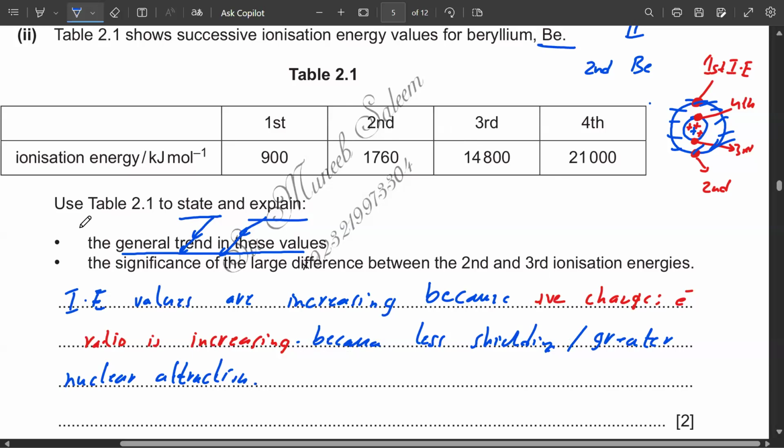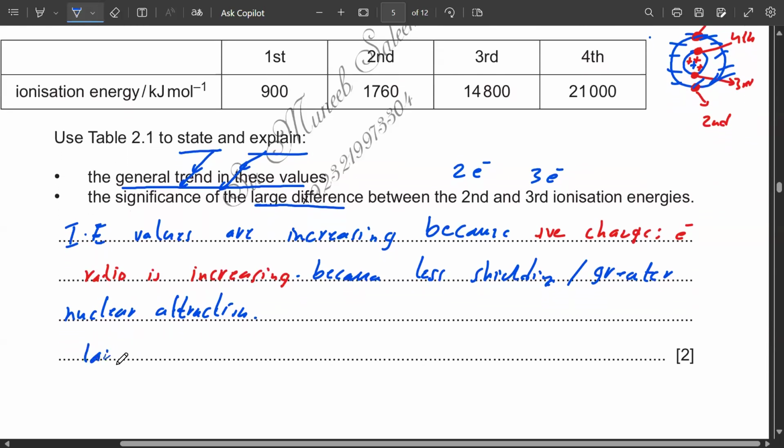And then you have to state the significance of the large difference between second and third ionization energy. Why is that so? Why is there a large difference? Because there's a large jump. Second ionization means you are removing the second electron, third ionization energy means you are removing the third electron. And you should know that the third electron would be removed from the inner shell, because the first and second electrons were removed from the second shell, and the second shell means the outermost shell, and the third electron is being removed from the inner shell.